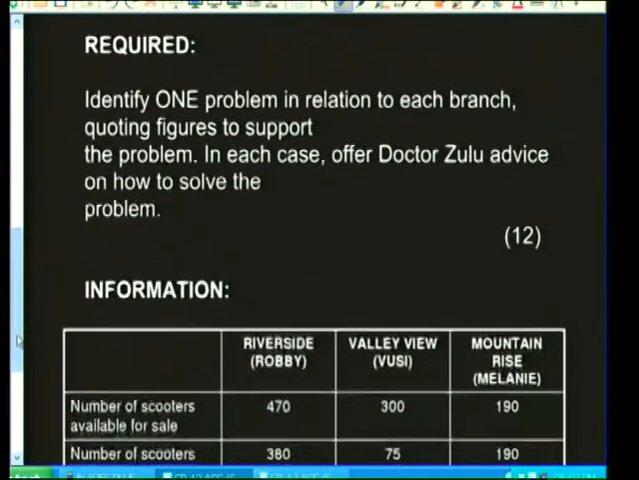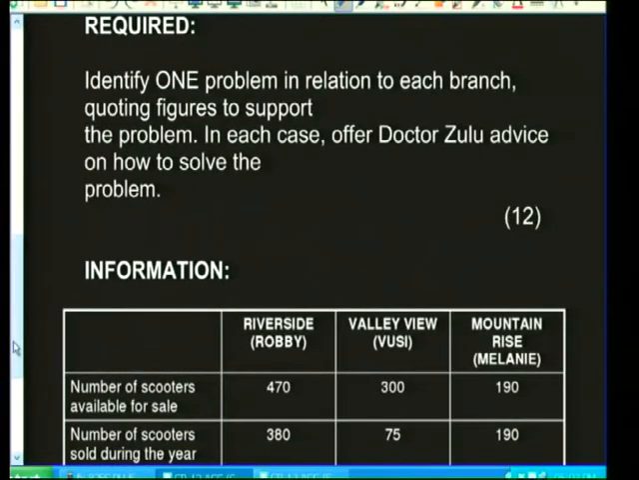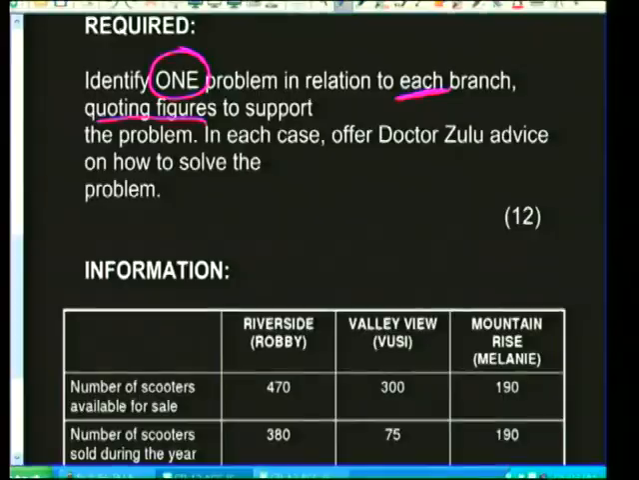What we're required to do, if you look at the question, it says that we need to identify one problem in relation to each branch. And what we have to do is we must quote figures to support the problem. It's very important in a problem-solving question like this to read the question carefully so that you know what exactly is required. We have to identify one problem in relation to each branch, and we have to quote some figures to support the problem. If you don't do both of those things, you're unlikely to get full marks for the question. What we need to do is we also have to offer Dr. Zulu advice on how to solve the problem.